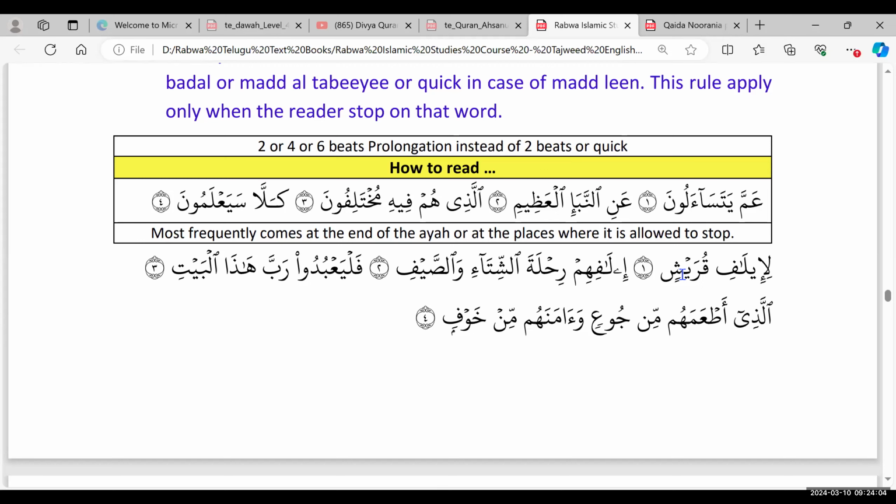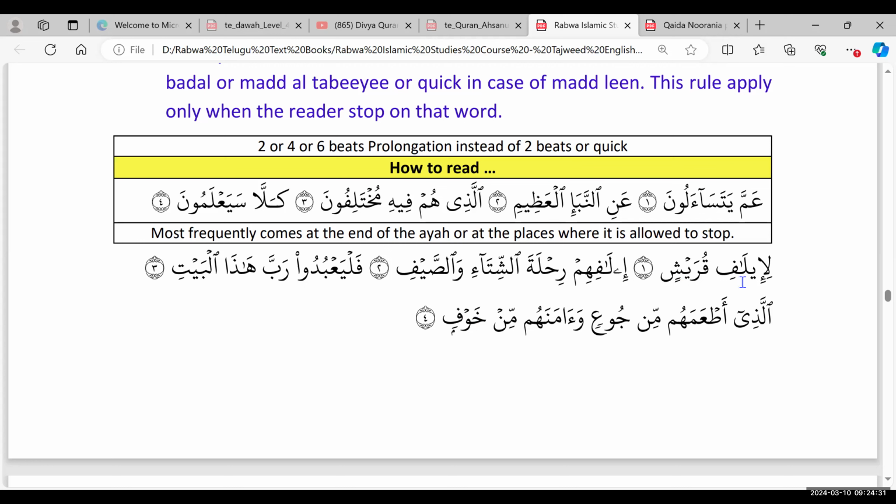Li'ilafi Quraysh. Here Khawf is waw leen, Quraysh is ya leen, Saif is ya leen, Bait is ya leen.